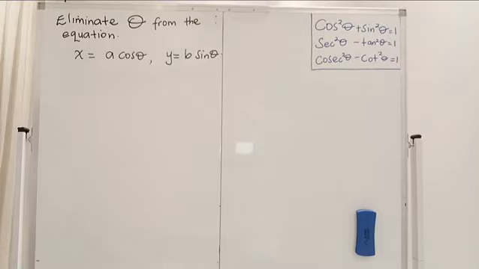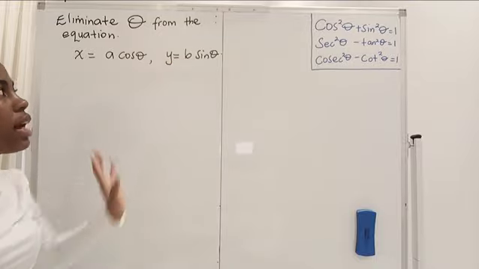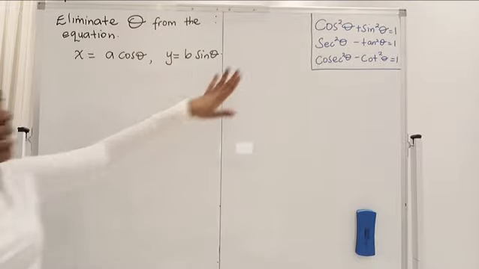Hello everyone. We are required to eliminate theta from the equation. Now we have x equaling a cos theta and y equaling b sin theta. Now we are going to use these identities.